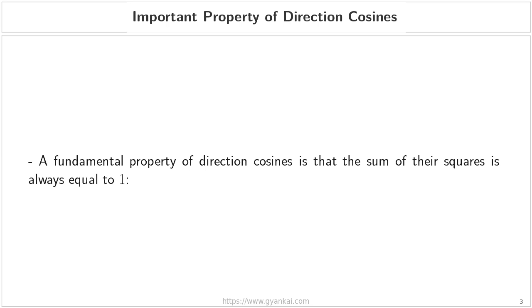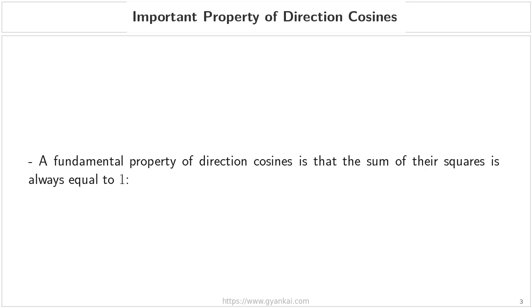Important property of direction cosines. Now that we have defined what direction cosines are, specifically, the cosines of the angles the vector makes with the x, y, and z axes, there is one vital mathematical rule you must always remember. This property is a fundamental characteristic of direction cosines.